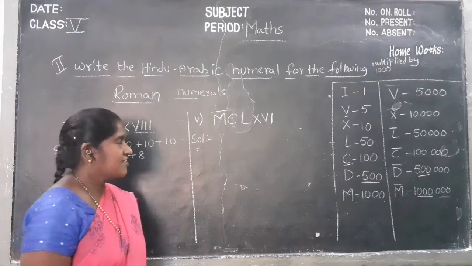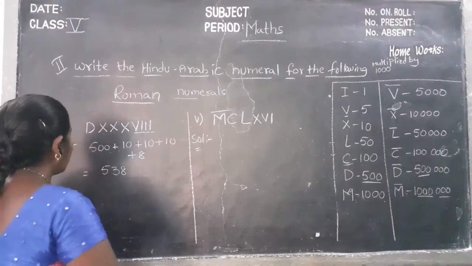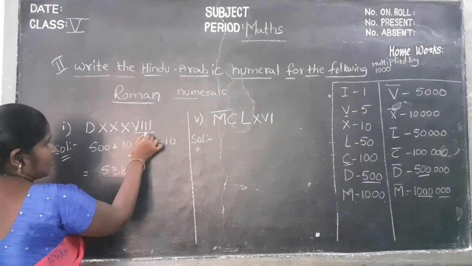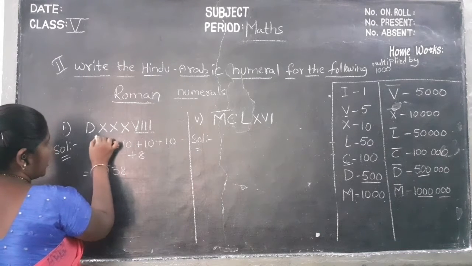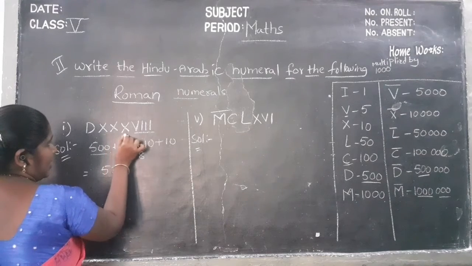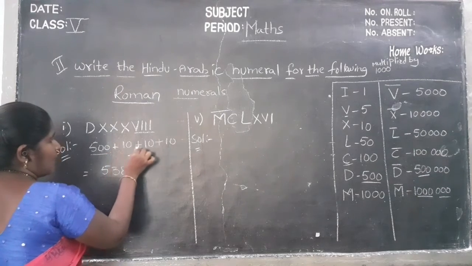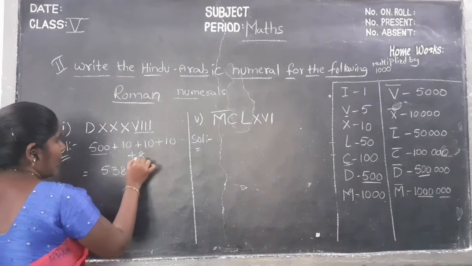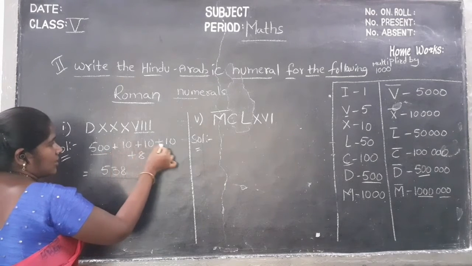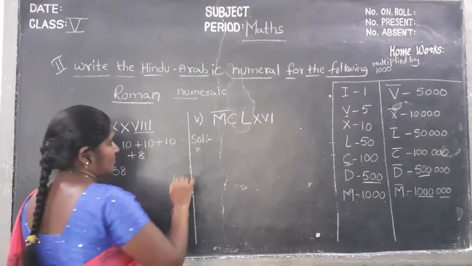Next, write the Hindu-Arabic numeral for the following Roman numerals. First one: D, X, X, X and 8. What is the meaning of D in Roman numerals? 500. X means 10, 10, 10, and 8. So 500 plus 10 plus 10 plus 10 and 8 is 538. Okay children.